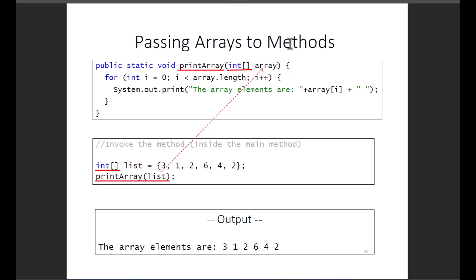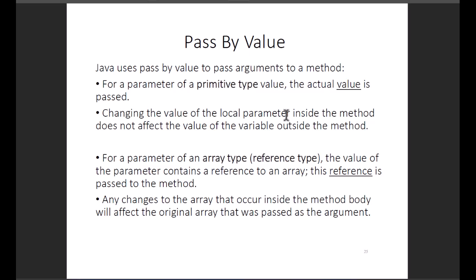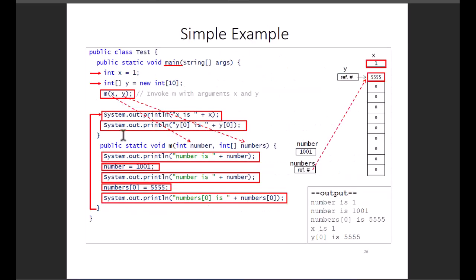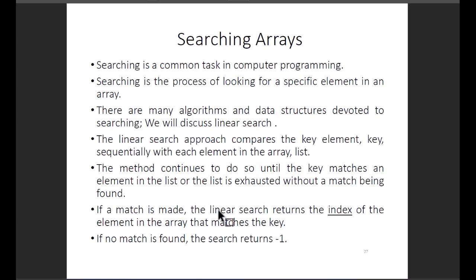Now, passing arrays to methods, I did a similar example. Passing by value and passing by reference. So do the following, check them out. You see what is going on with inside the array, outside the array, modifying a value in the array, then printing it out. So you can check all of these, the code. You can try the code yourself.